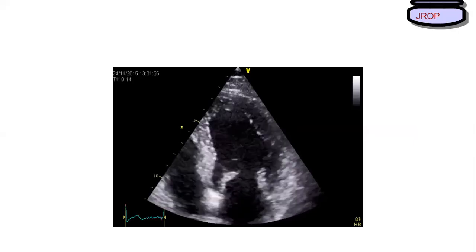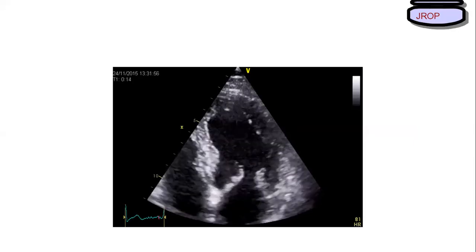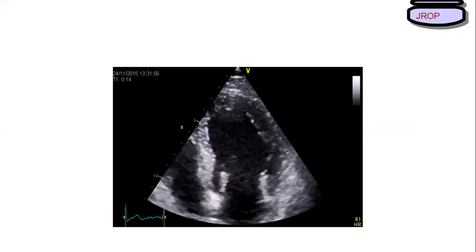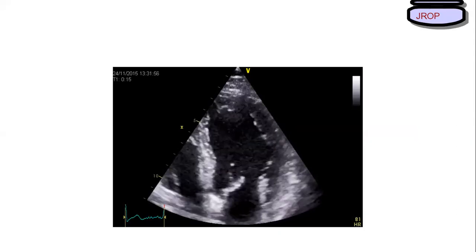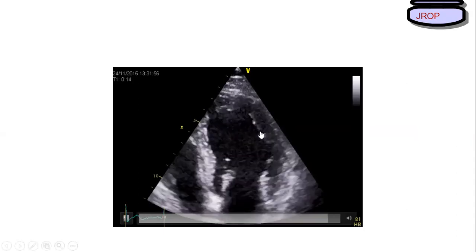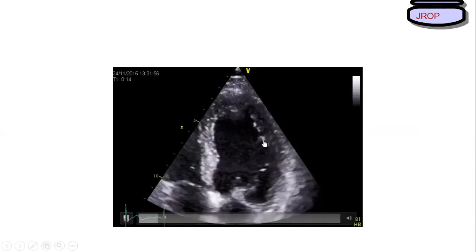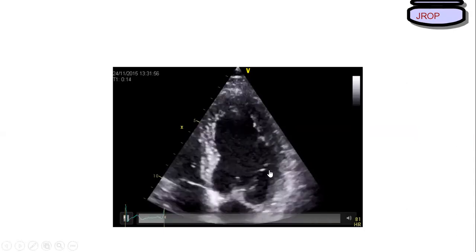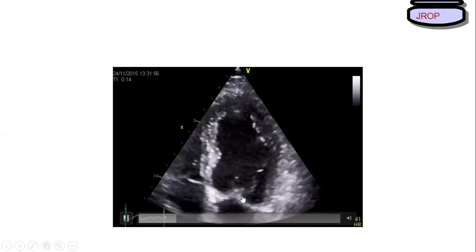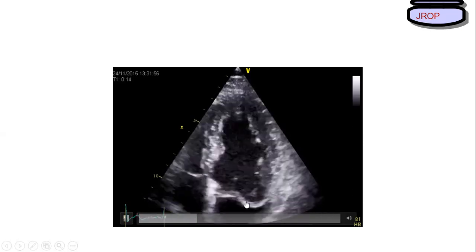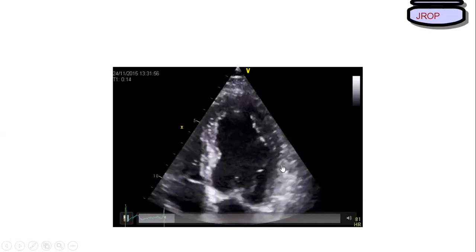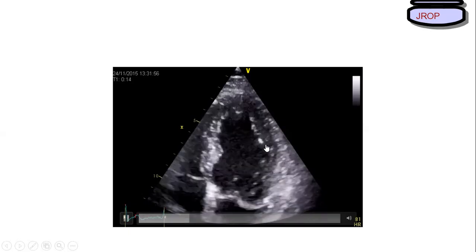Then it would be LCX territory or RC. LCX territory. Now see, much better LCX territory. Look at this slide again. From here onwards, downwards, this is almost akinetic and this is hypokinetic. And look at this bulging or bowing of PML into the LA. When you happen to see this kind of a structure, look, all of them are contracting very well. Only this part is lagging behind.